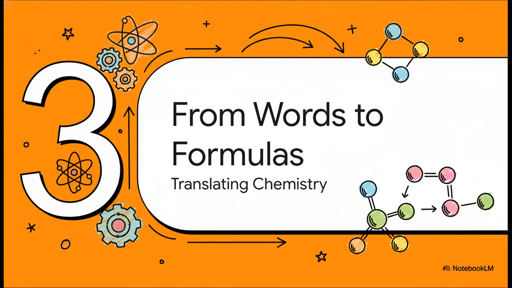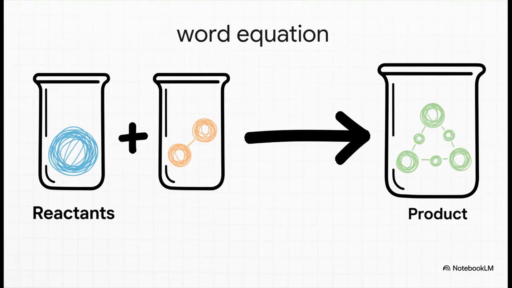All right, so we've got our alphabet, we've got some grammar rules down. Now we are ready to actually start translating. We're going to take simple English sentences and turn them into the powerful language of chemistry. We'll start with what's called a word equation, and it's pretty much what it sounds like. It's just a plain English description of what's happening. The stuff on the left, the nitrogen and hydrogen, those are our reactants, and what they make over on the right, the ammonia, is the product.